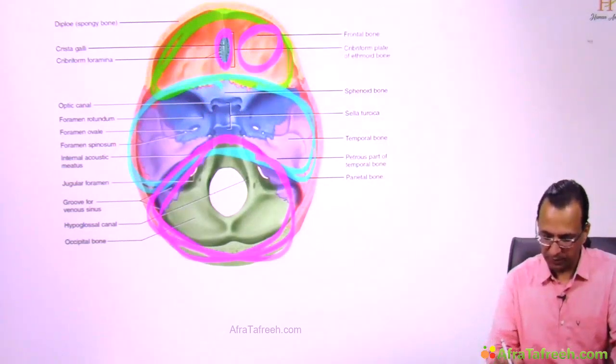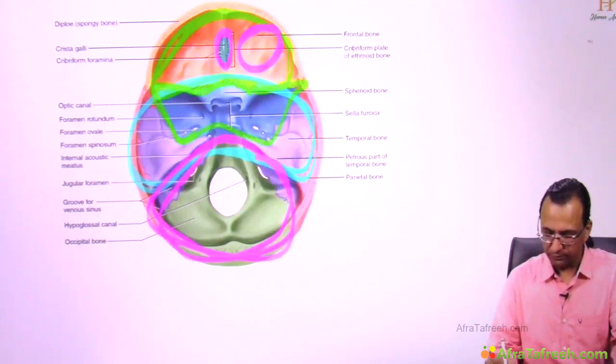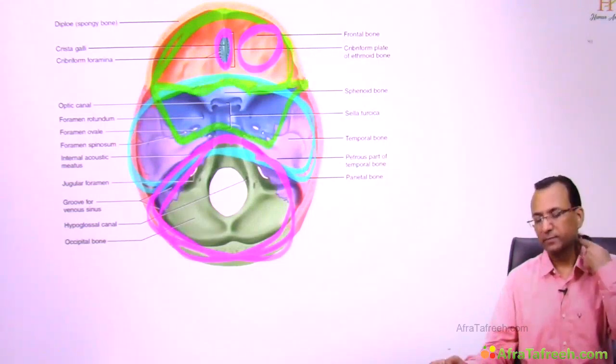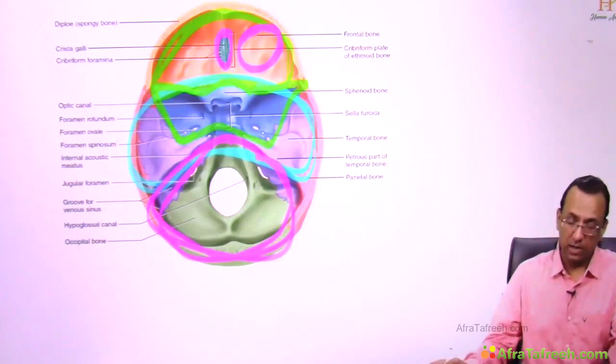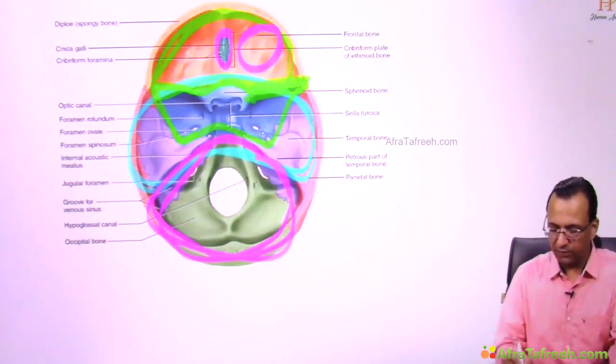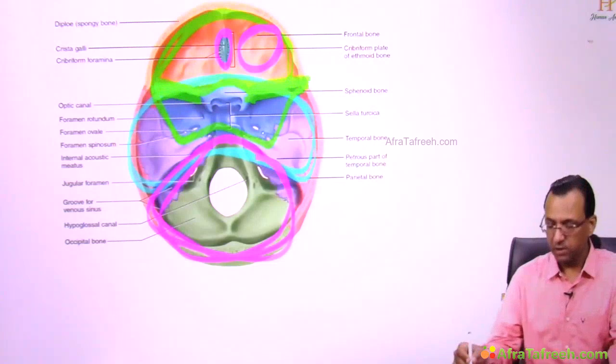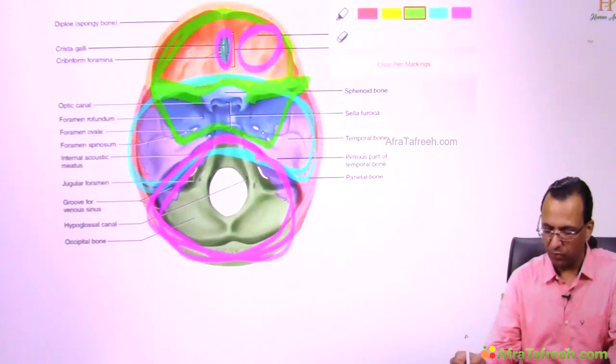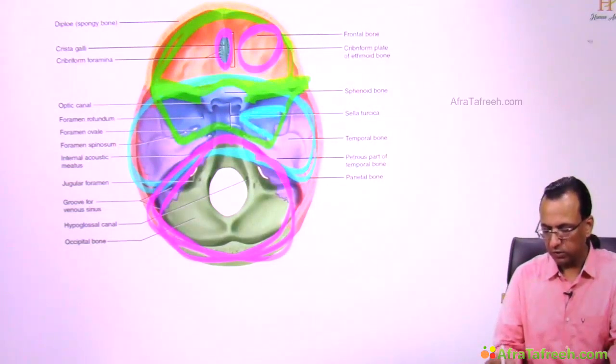That butterfly-shaped bone is actually the sphenoid bone. It has a lesser wing and a greater wing. The lesser wing is at the floor of the anterior cranial fossa. And where is the greater wing? The greater wing will be at the floor of the middle cranial fossa.